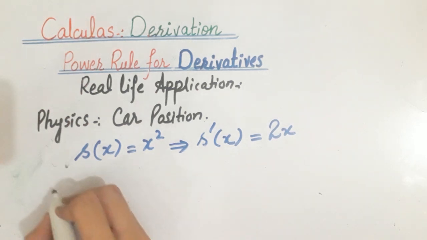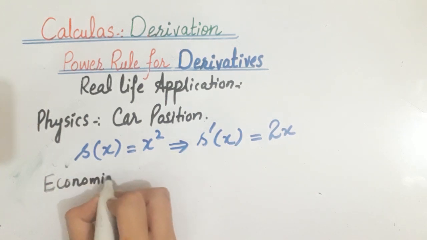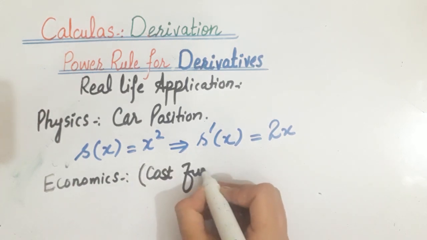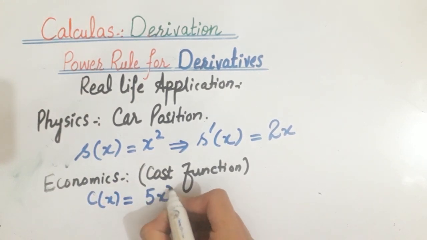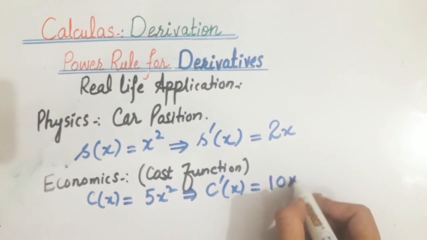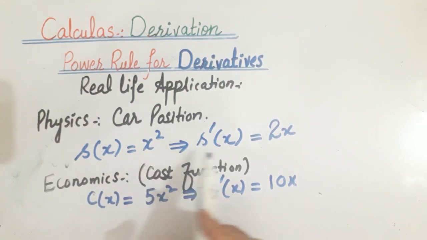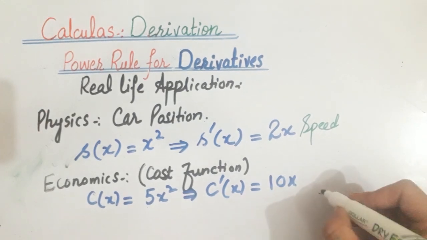Now you can also find this in economics. In economics you can use derivative to find the cost function. Like if you have cost function c of x as 5x square, then you will find the derivative c dash of x, that will be equal to 10x. So in physics when you take the derivative of the distance, it will give you the speed. So this tells you the speed and this tells you the increase in cost.